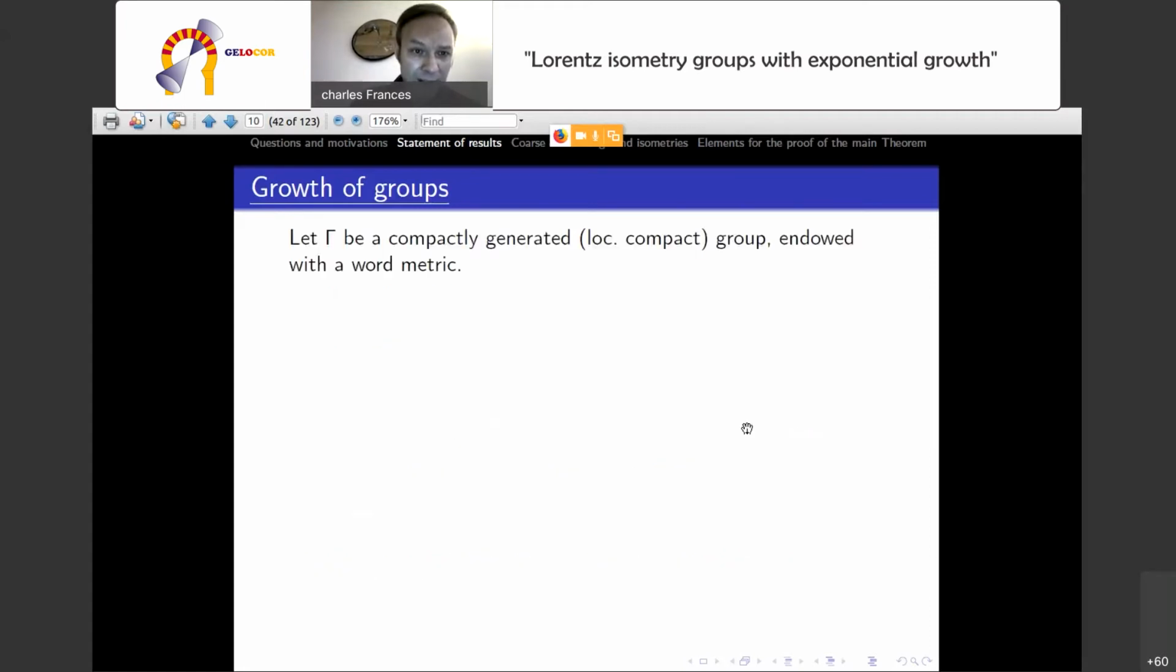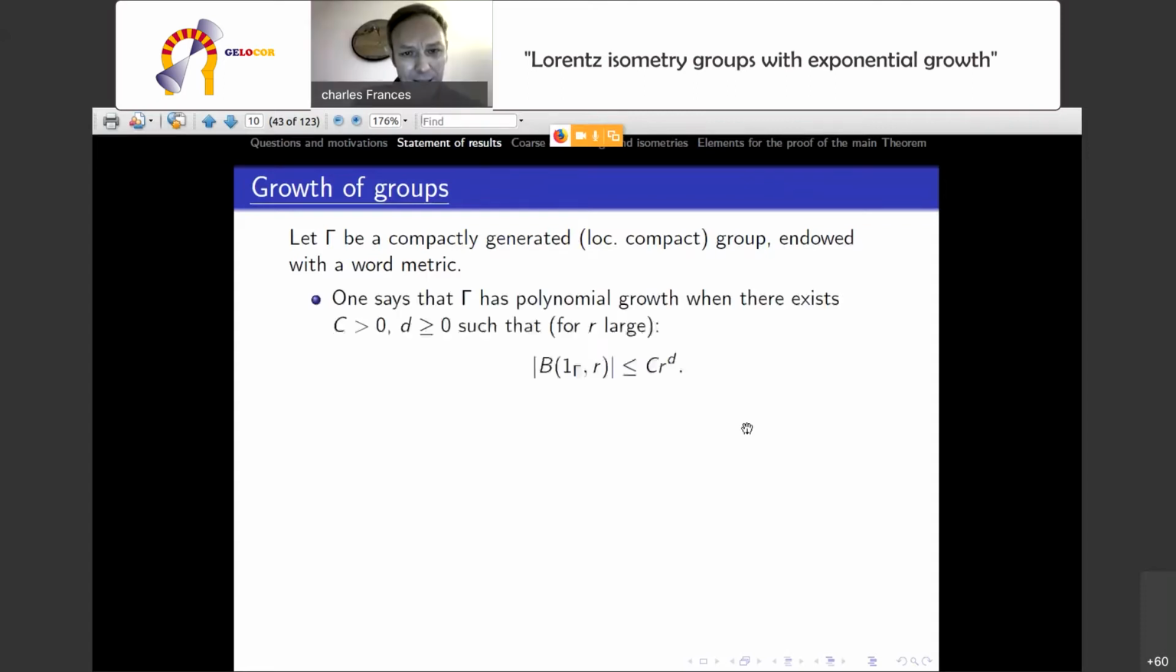So let us define the growth of a group. You start with a compactly generated group, and end up with a word metric. The group will be assumed to be locally compact, which will be the case for any closed subgroup of the isometry group of a Lorentz manifold. And the growth of gamma is said to be polynomial if the volume of balls of radius r is controlled by a function of the form C R to the power d.